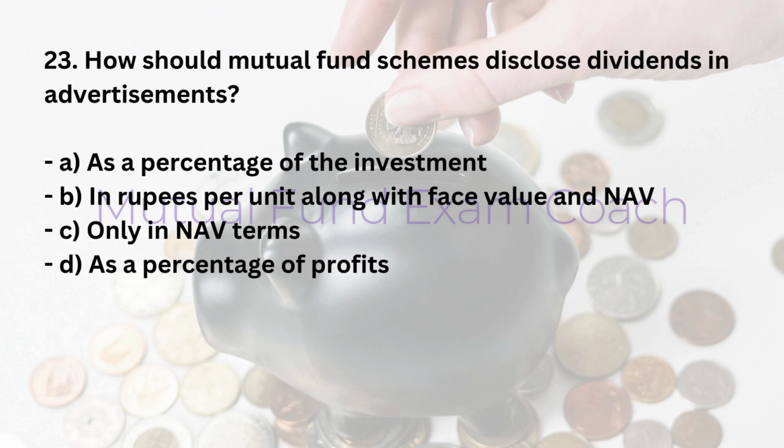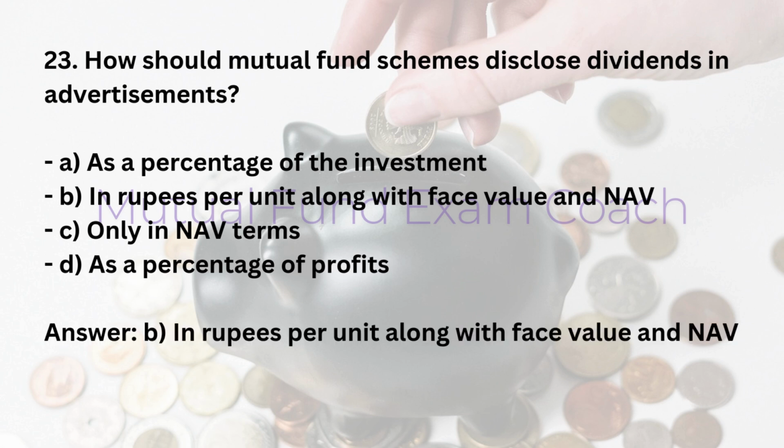23. How should mutual fund schemes disclose dividends in advertisements? A. As a percentage of the investment. B. In rupees per unit along with face value and NAV. C. Only in NAV terms. D. As a percentage of profits. Answer, B. In rupees per unit along with face value and NAV.